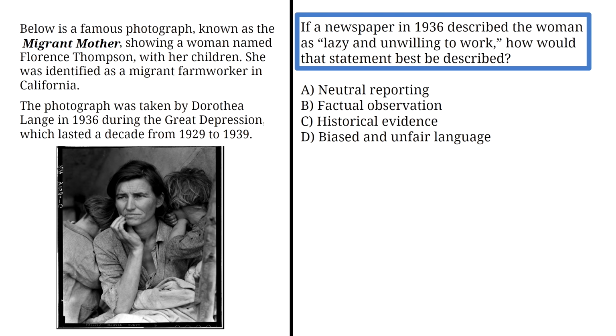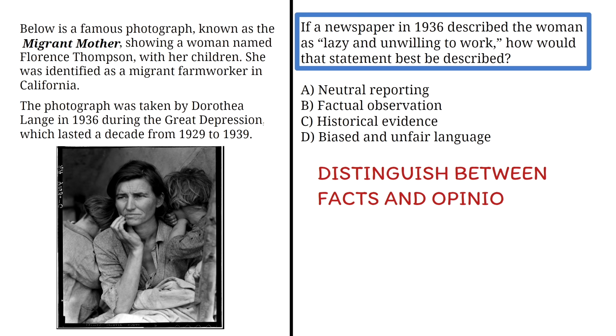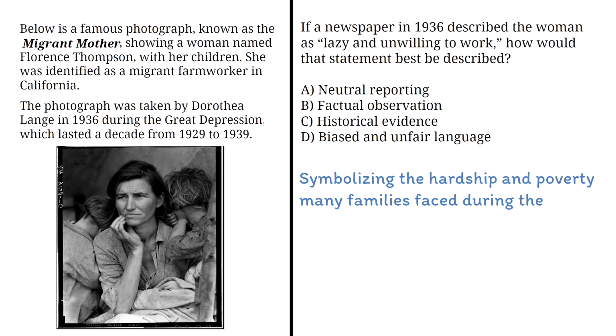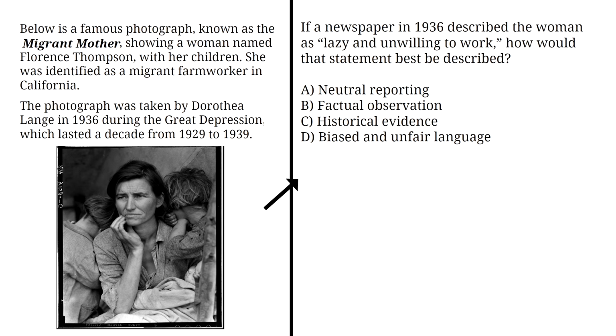This question tests your ability to distinguish between facts and opinion-based language, a necessary skill to pass the GED Social Studies test. So let's take a look at the image. The photograph shows a woman looking worried as she gazes off into the distance. She has her hand against her face, while two children lean on her shoulders and a baby rests in her lap. The photo symbolizes the hardship and poverty many families faced during the decade-long Great Depression. Now let's go through the answer choices.